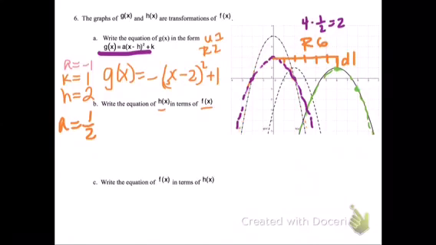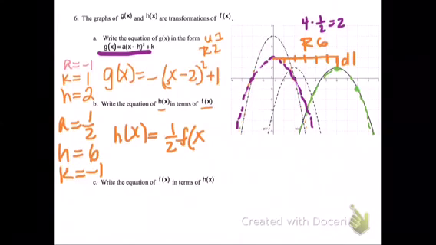Okay, so that means my h value had to be 6 because I went to the right. And my k value has to be -1 because I went down. So h of x equals 1/2 f, and then I moved it to the right, so that's -6 minus 1.